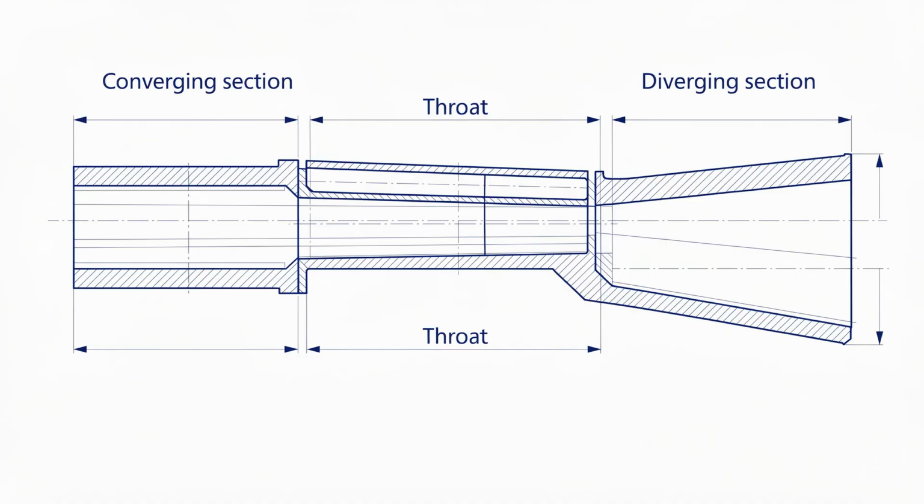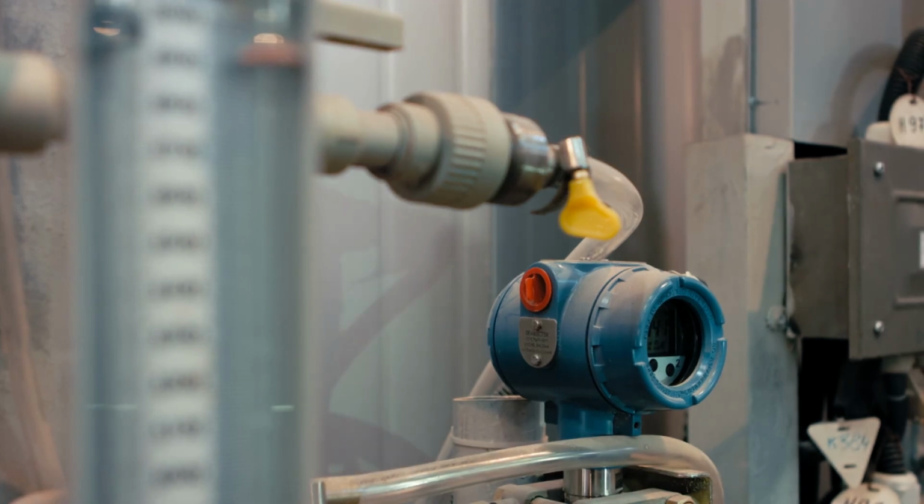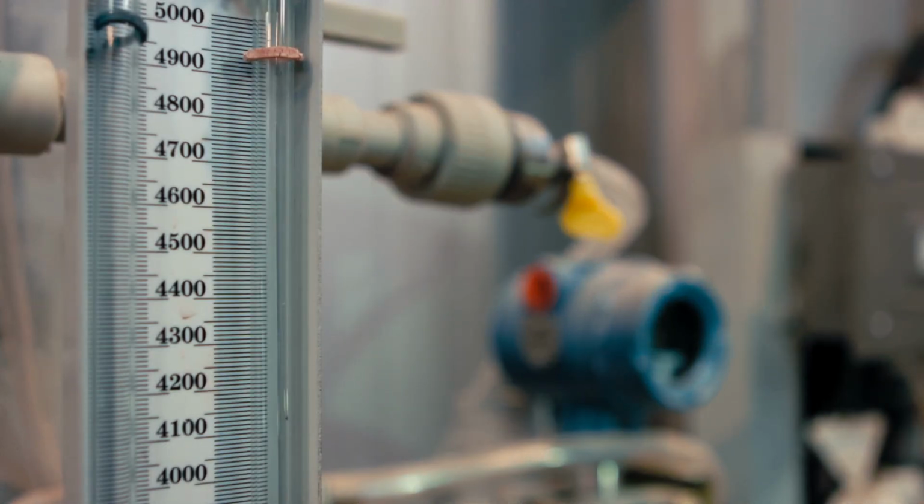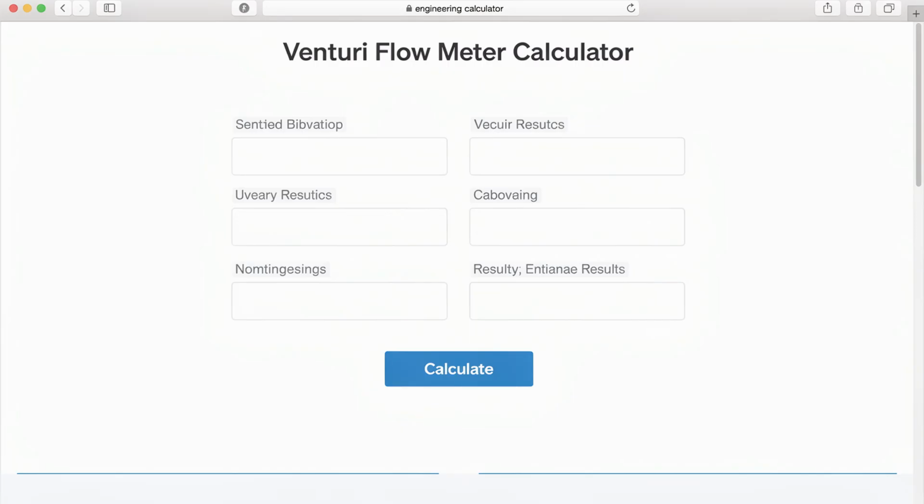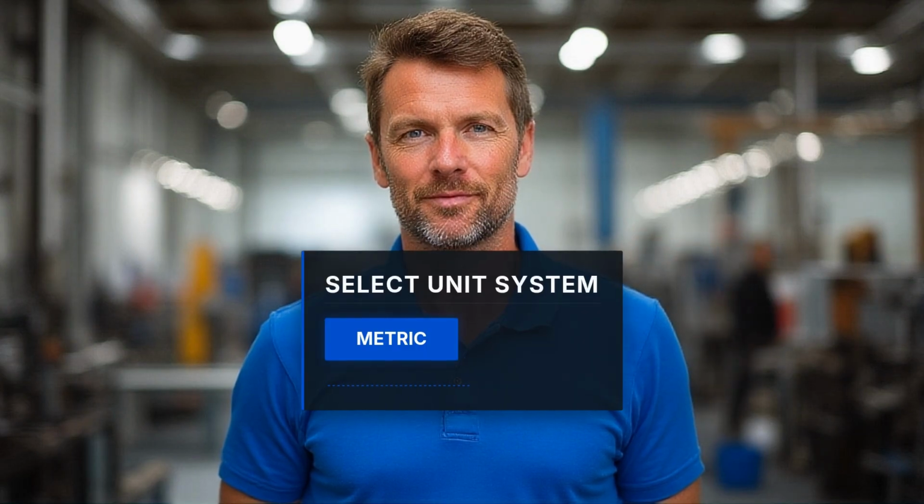Welcome, engineers. Today we're exploring the Venturi Flow Meter Calculator, a critical tool for determining fluid flow rates through Venturi meters in your piping systems. When you need to measure flow using pressure differential across a Venturi throat, this calculator instantly converts your field measurements into accurate flow data. Let's examine each input field.